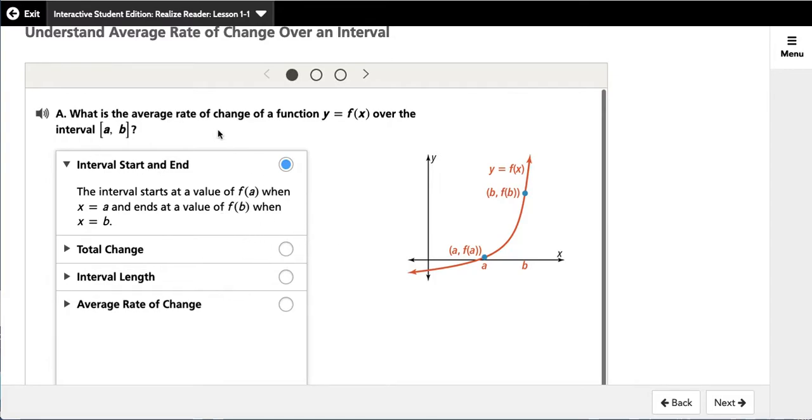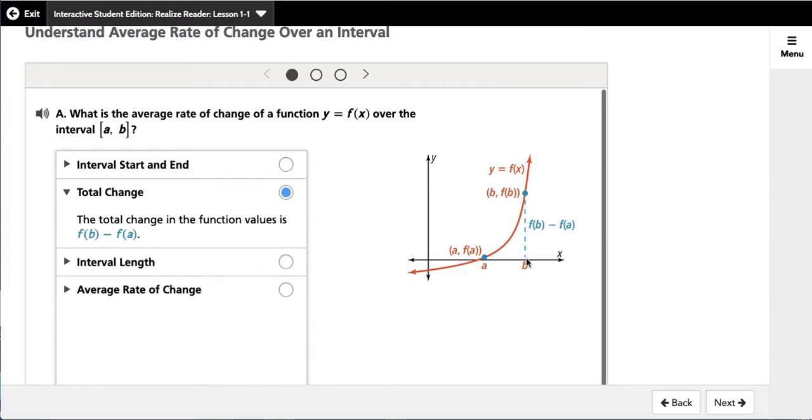Total change. To find out the average rate of change, we need to know the total change. How much did it change? Well, it changed from this blue point up to this blue point. This blue point is at f of b, the y value when x is b, and this is the y value when x is a. So you can just subtract those two values, f of b minus f of a. That right there is the total change.